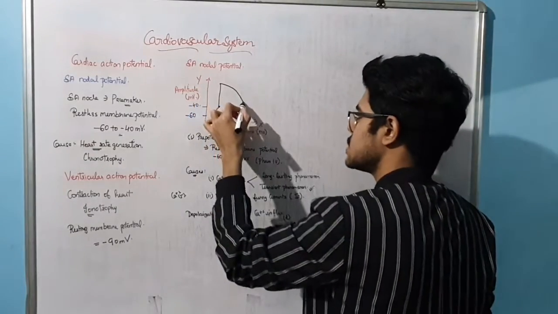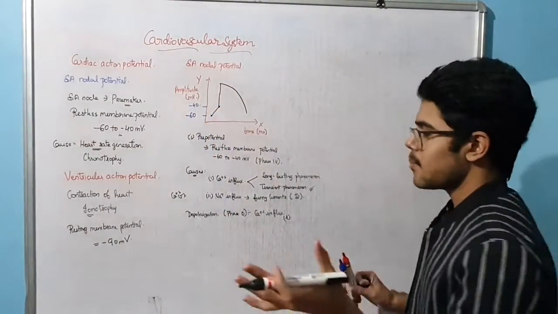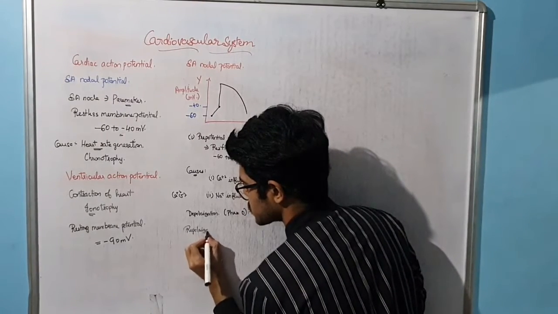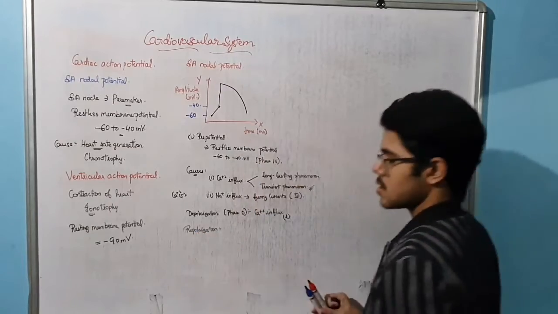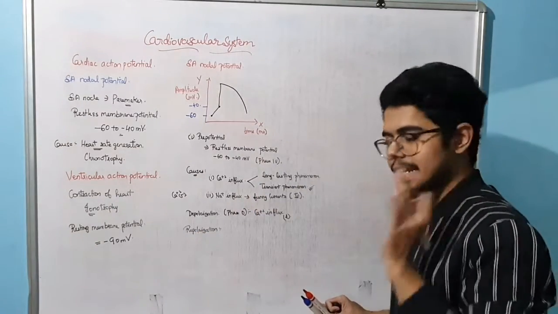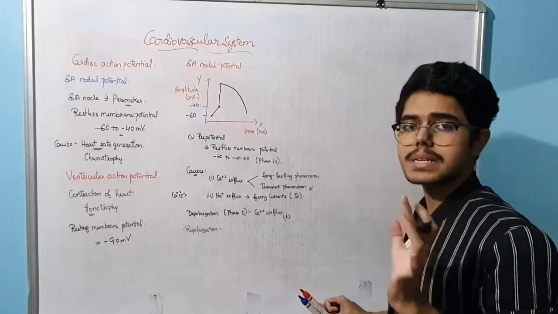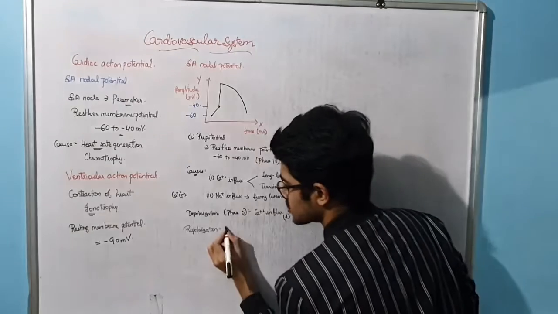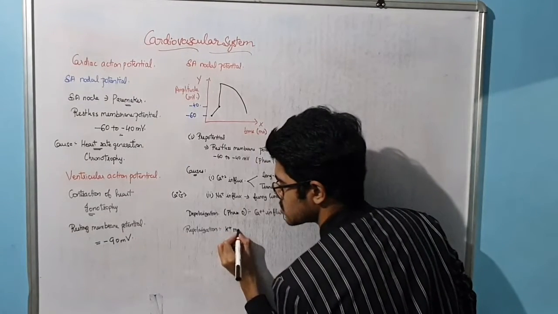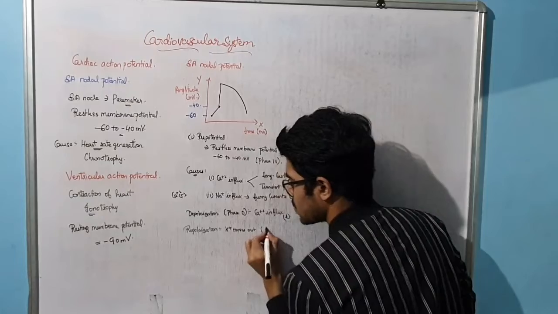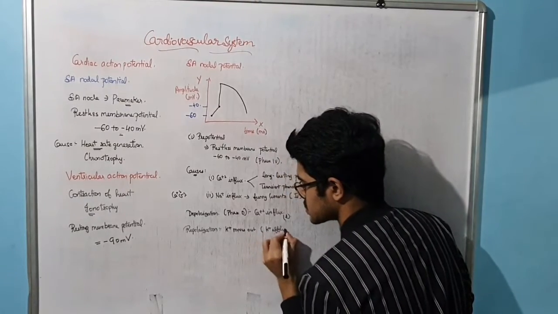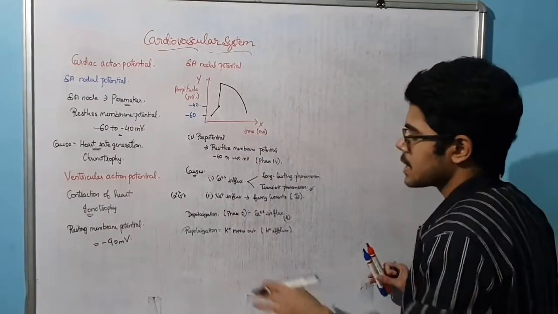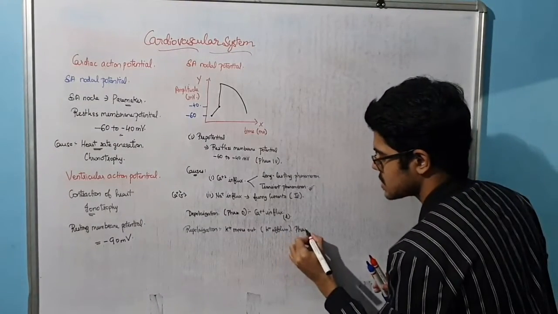Next, what really happens? There will be a fall. We call it repolarization. What is the cause for repolarization? In physiology, repolarization means potassium efflux, potassium moving out. We call this phenomenon potassium efflux. So this is about the repolarization, and this occurs as phase 3.